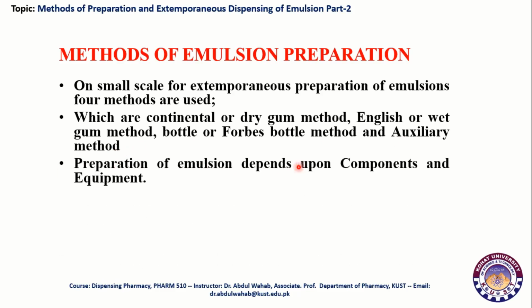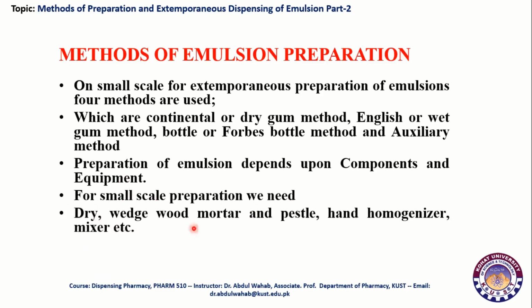Preparation of emulsion depends upon components and equipment. For small scale preparation we need a dry, wide-mouthed porcelain mortar and pestle. For small scale we mostly use mortar and pestle, hand homogenizers and mixers, etc., while for the large scale we need large mixing tanks.